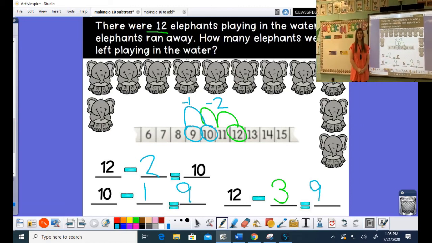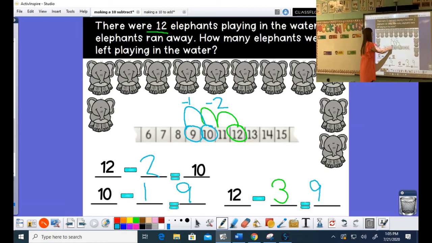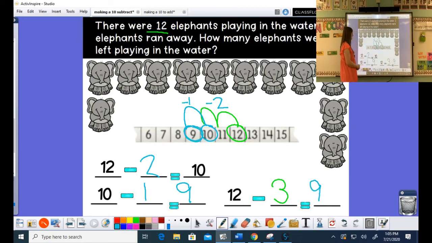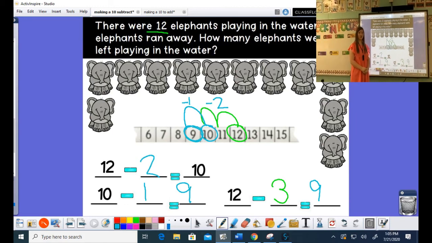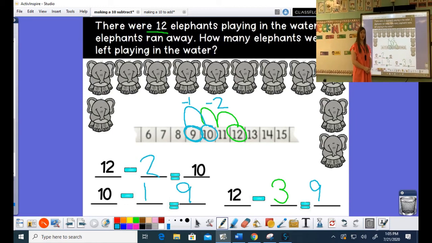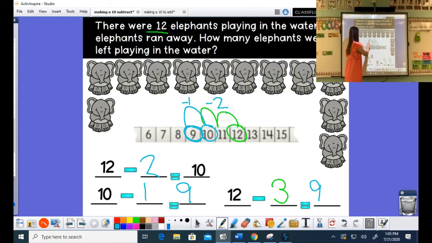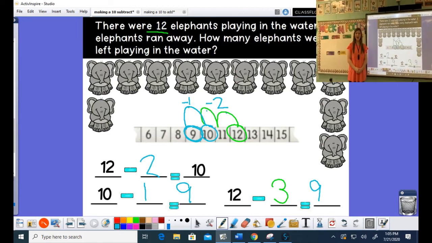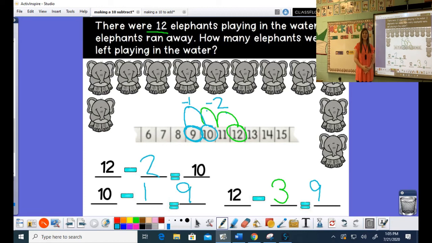Let's go back and check our work. We did end on the number 9. And did we hop a total of 3 times? Because that's the number we're subtracting. 1, 2, 3. We did. So that means our number is correct. We made it to the correct answer. Great job.